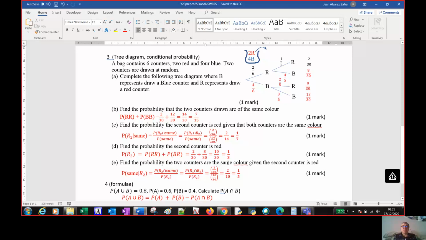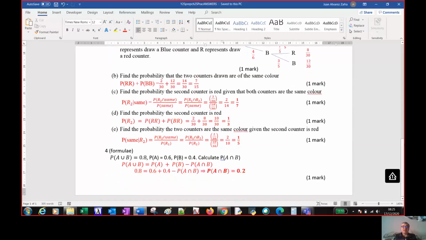So now the probability that they're the same given the second one is red is the probability that the first one is red and the second one is red, that they're both the same, divided by the probability that the second one is red, which is 10/30. And so we get 2/30 divided by 10/30, which is 2/10 or 1/5. And notice the difference between D and E. And also notice the difference between C and E. Okay, I hope that makes sense.